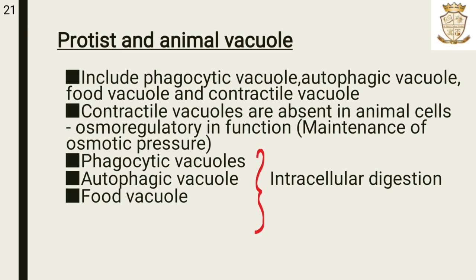Now let's see protist and animal vacuole. It includes phagocytic vacuole, autophagic vacuole, food vacuole and contractile vacuole. Contractile vacuoles are absent in animal cells. It is osmoregulatory in function, that is, maintenance of osmotic pressure. Intracellular digestion is the function of phagocytic vacuole, autophagic vacuole, and food vacuole.